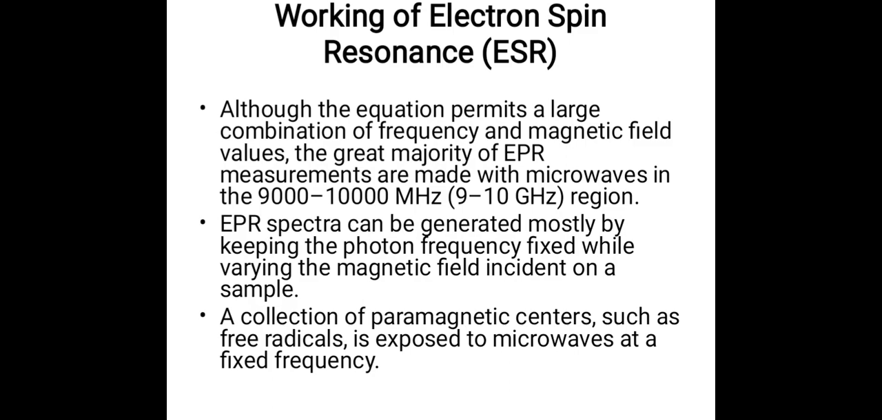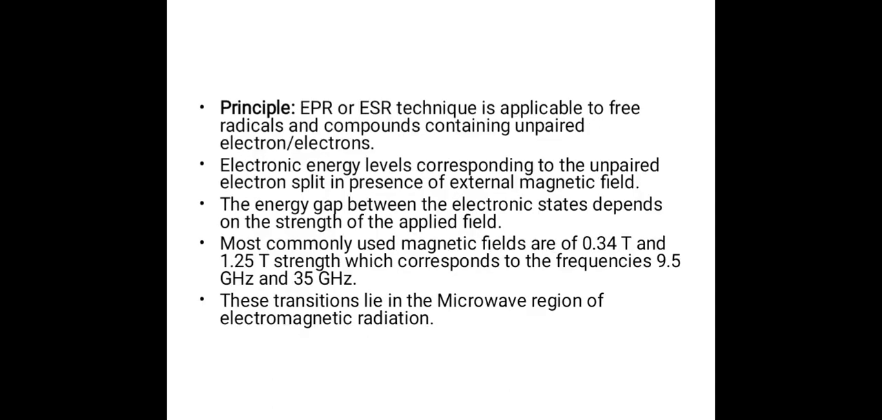Electron energy levels corresponding to the unpaired electron split in the presence of an external magnetic field. The energy gap between the electronic states depends on the strength of the applied field. Most commonly used magnetic fields are of 0.34 T strength, which corresponds to the frequencies. These transitions lie in the microwave region of electromagnetic radiation.